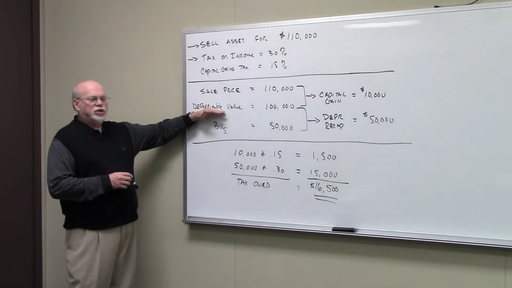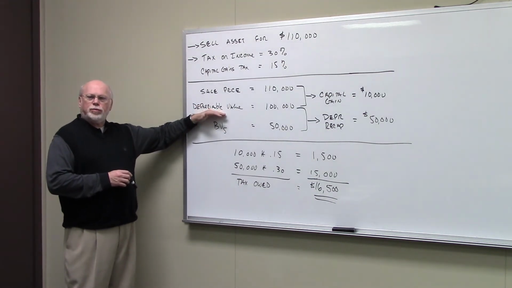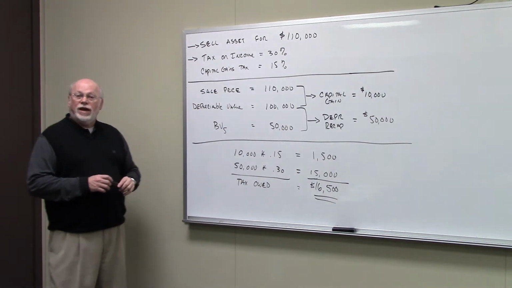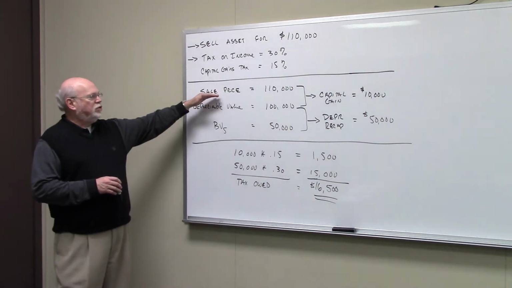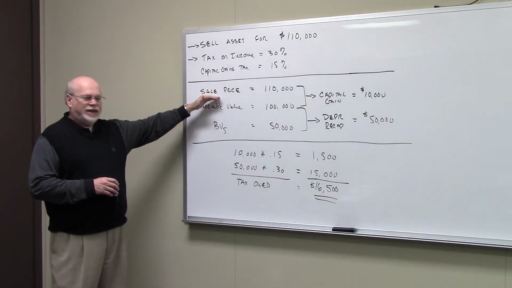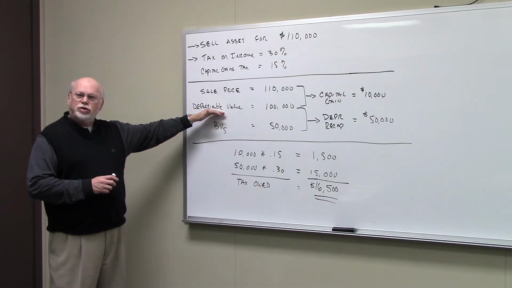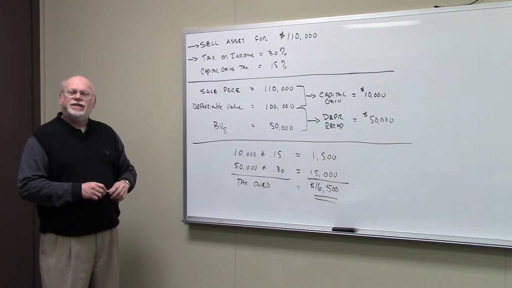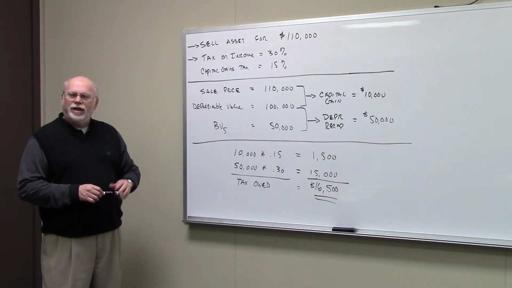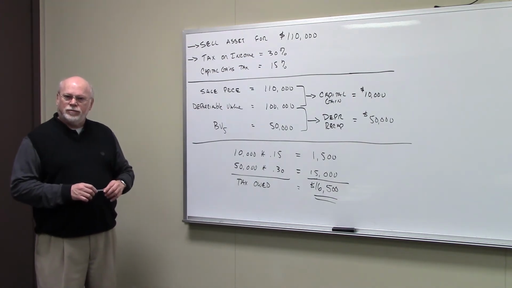Because we sold the asset for more than the original depreciable value, indeed we're going to have a capital gain. If you take the sale price, $110,000, subtract out the original depreciable value, $100,000, you're going to see a $10,000 capital gain that you're going to have to pay taxes on.